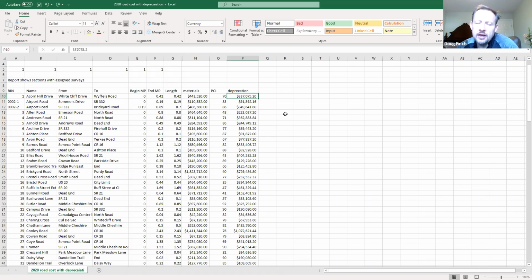Jim, for instance, this first one, Acorn Hill, you have it valued at 443,520. Can you walk us through? Because getting back to what Kate said, if we update our fixed asset policy to determine how we're going to come about this, then that's what we show the auditors: here's the value we're placing because this is our policy.